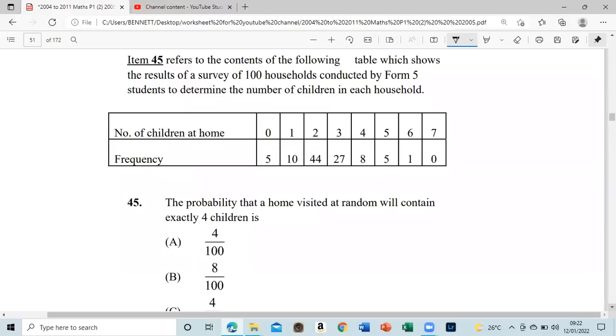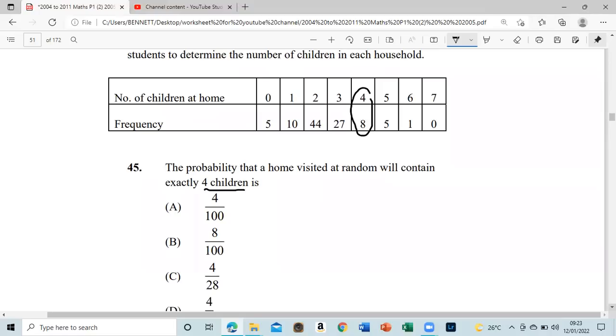45 refers to the content of the following table, which shows the results of a survey of 100 households conducted by Form 5 students to determine the number of children in each household. The probability that a house visited at random will contain exactly 4 children is... 4 children. All right, so this is our frequency and this is our children. So what it means is that 8 homes have 4 children.